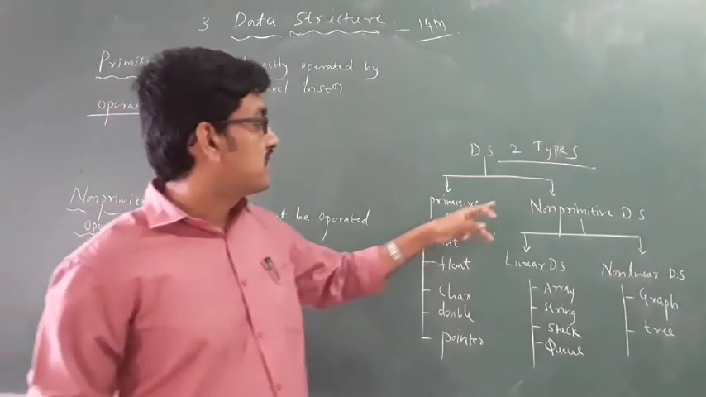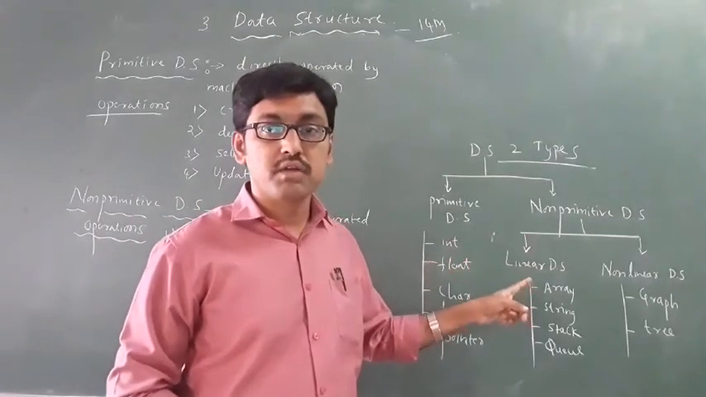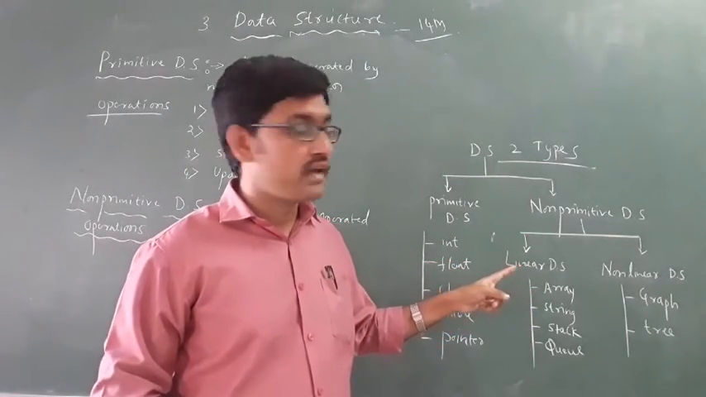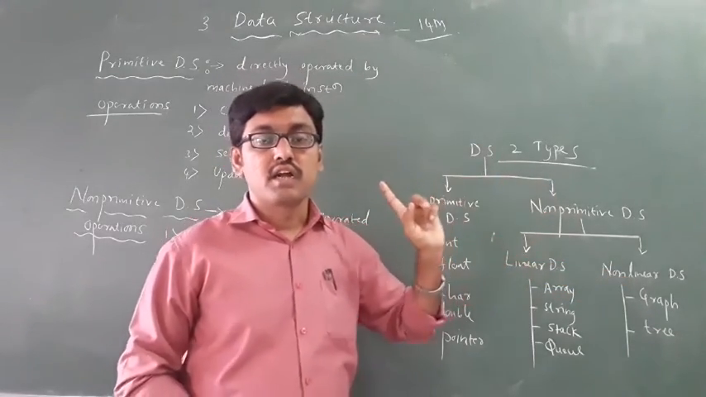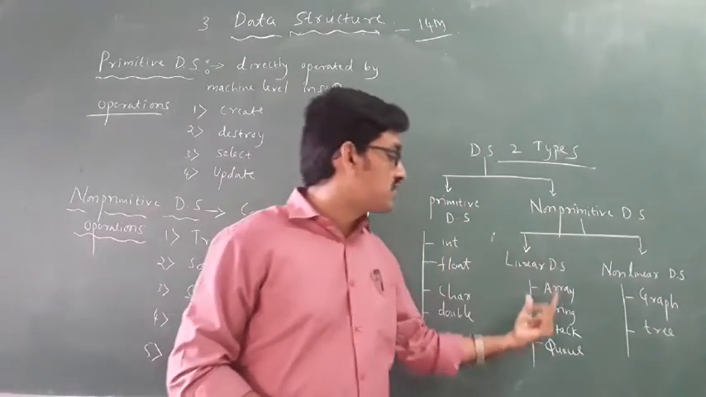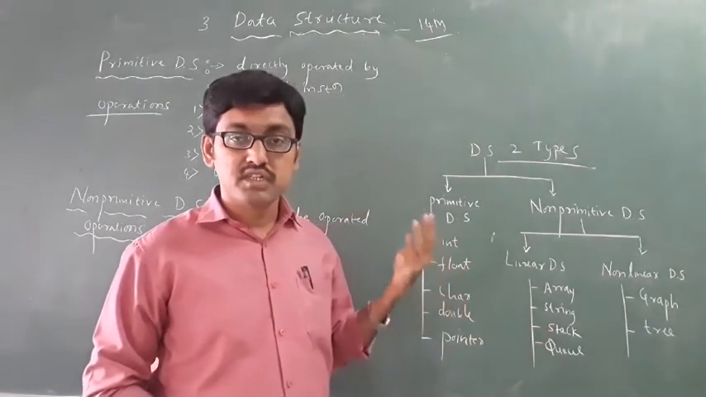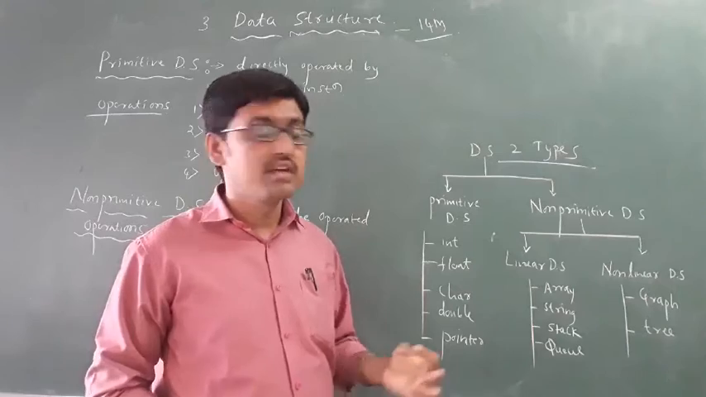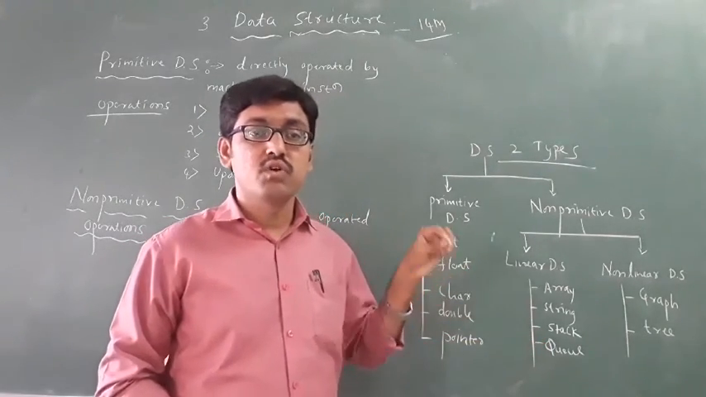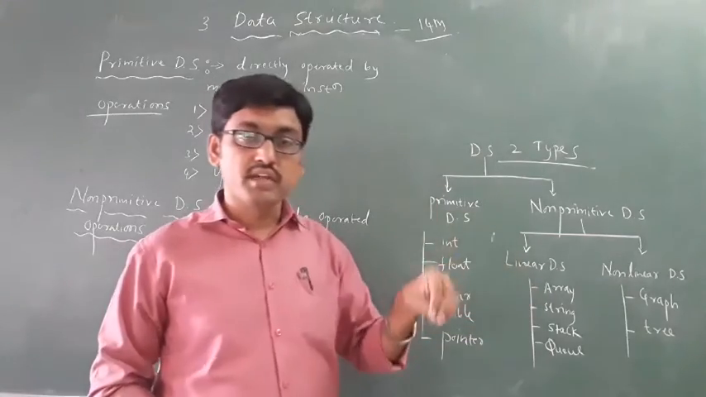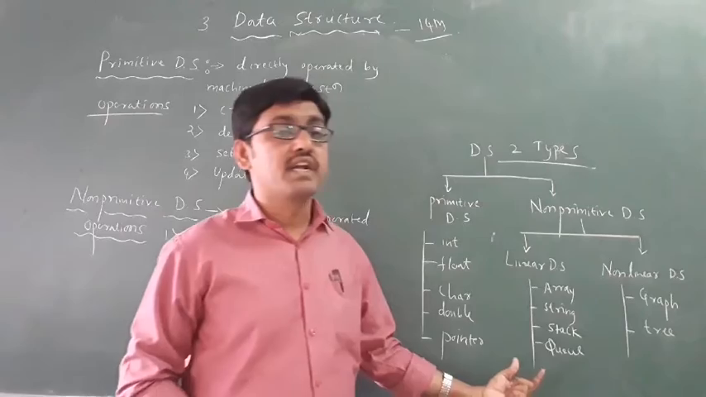Now the non-primitive data structure. There are two types of non-primitive data structure: one is linear data structure, the second is non-linear data structure. Examples of linear data structure: array, string, stack, queue and linked list. In first year you already studied array and string. This year you have to study the rest, and array also. These are the examples of linear data structure.